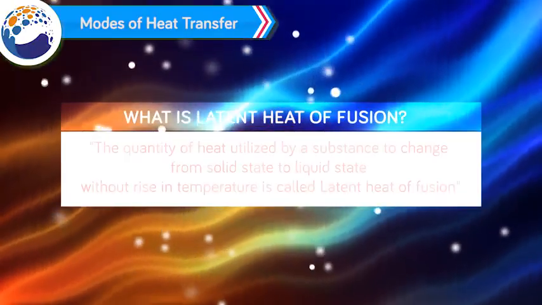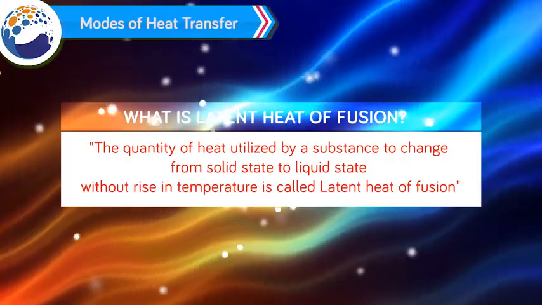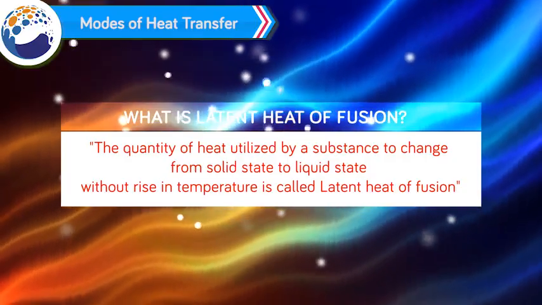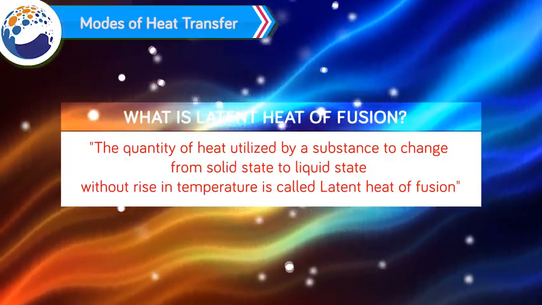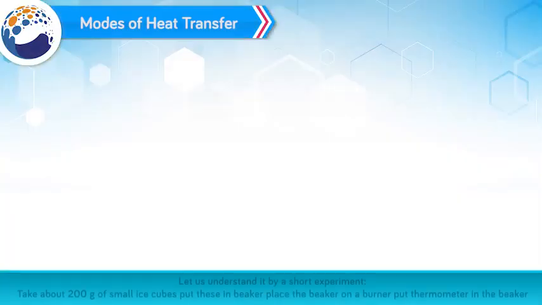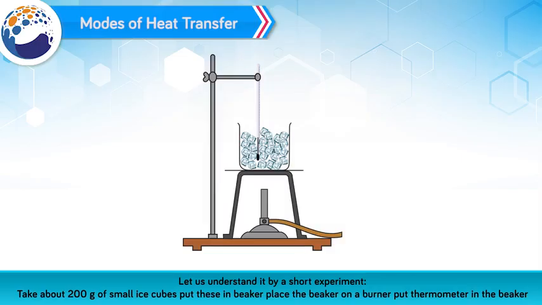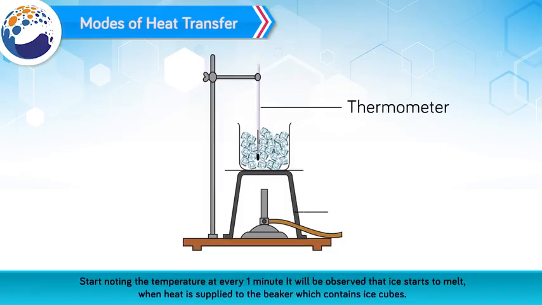What is latent heat of fusion? The quantity of heat utilized by a substance to change from solid state to liquid state without a rise in temperature is called latent heat of fusion. Let us understand it by a short experiment. Take about 200 grams of small ice cubes, put them in a beaker, place the beaker on a burner, then put a thermometer in the beaker. Start noting the temperature every 1 minute.